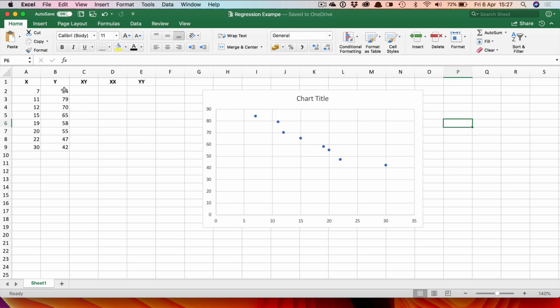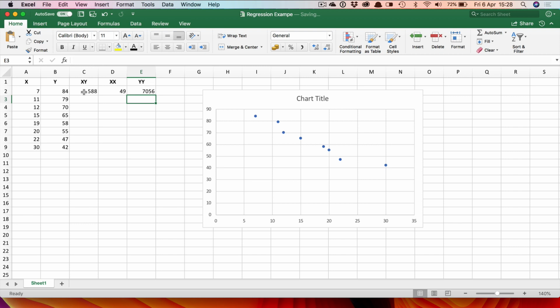So XY, X times Y, so I'm going to multiply each X figure by the corresponding Y figure. So let's do the first one there, A2 times B2. Now let me find X squared, so using the power operator here, and then let me find Y squared. So those are the values of X times Y, X squared and Y squared for the first pair of values.